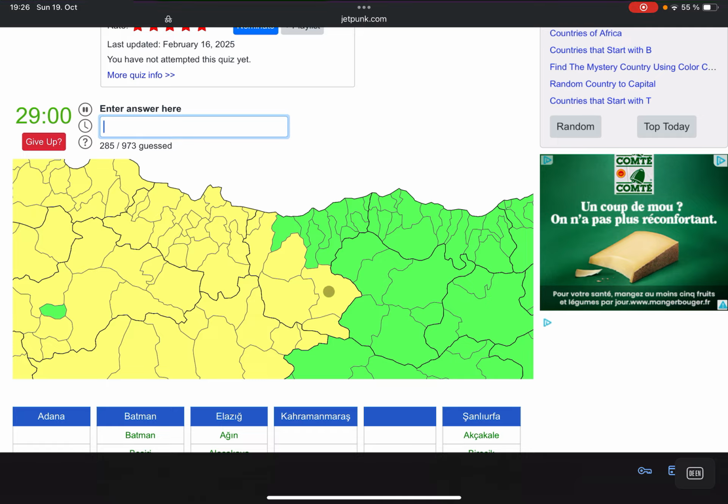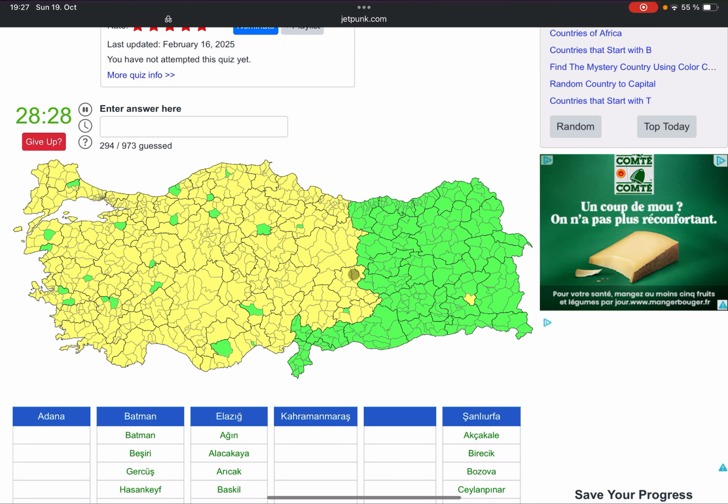Alright, then we have Alucra, we have Çamoluk, we have Bulancak, and Pirazis. This should be Dereli, and Şebin Karahisar. Alright.